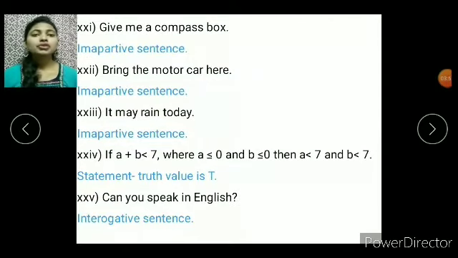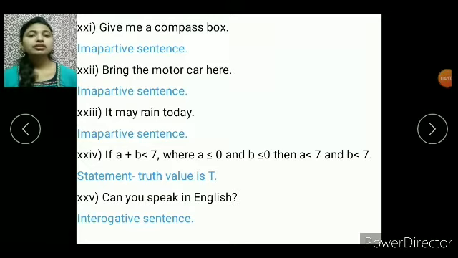Next, 21. Give me a compass box. This is an imperative sentence. 22. Bring the motor car here. This is an imperative sentence. 23. It may rain today. This is an imperative sentence.